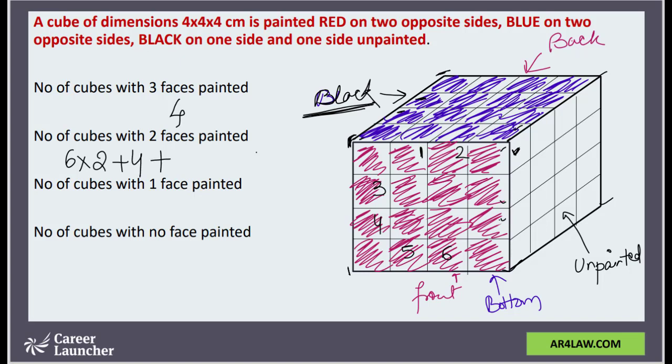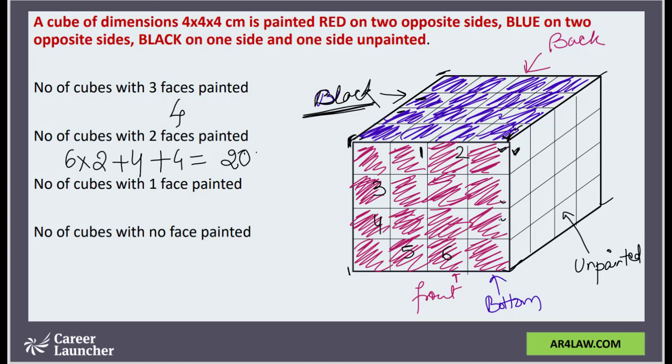And now these 4 corner cubes would also be counted, because for these corner cubes our agenda is to find out number of cubes which have 2 faces painted. So this corner cube can be counted as a cube which has 2 faces painted, one with red, one with blue, and one face unpainted. So 4 more. So total goes up to 20.